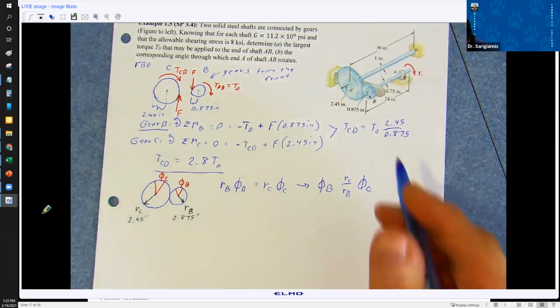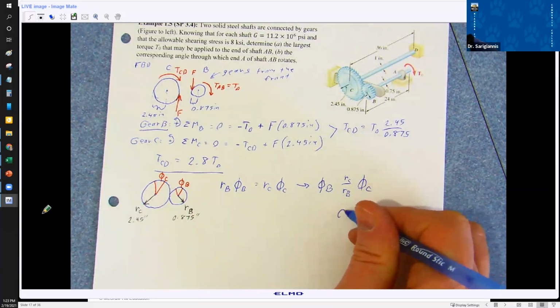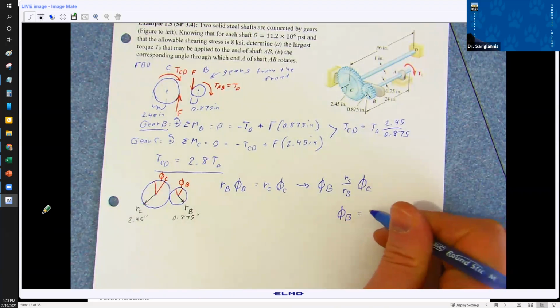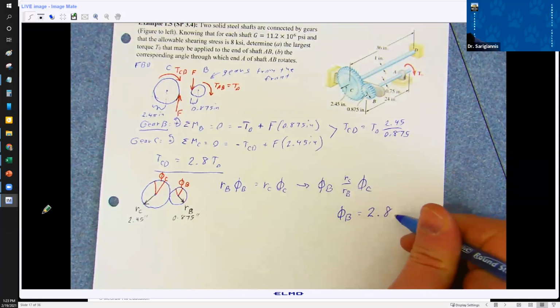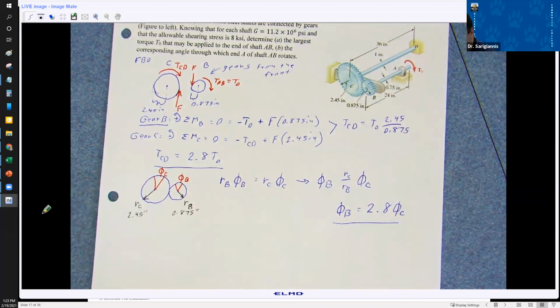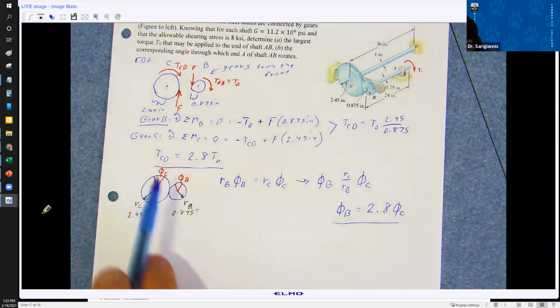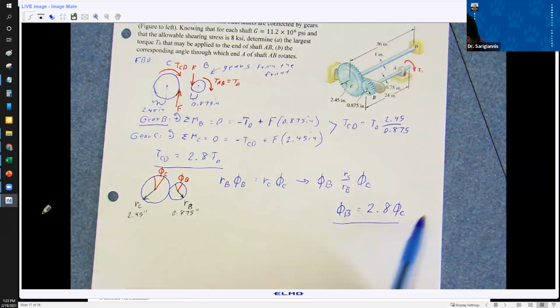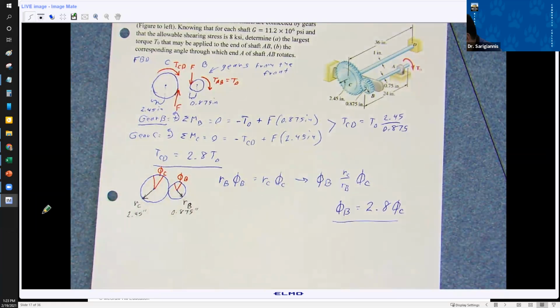So we have another relationship, and this turns out to be just, if you plug in the radii, 2.8 BC, right? So this means that for every radian phi c rotates, phi b will rotate 2.8 times that. Or phi b has to rotate 2.8 times that of phi c to make it rotate one time, right? That's all it's saying. That's the ratio, the gear ratio.